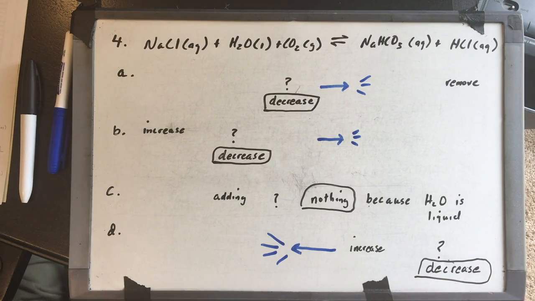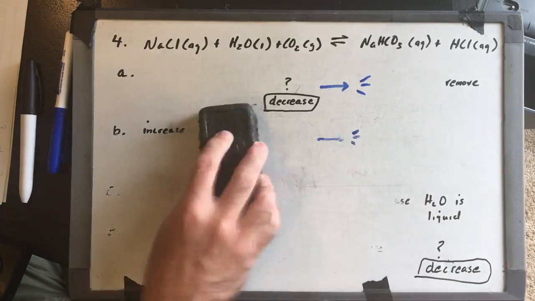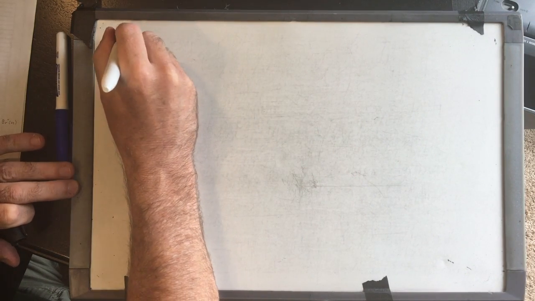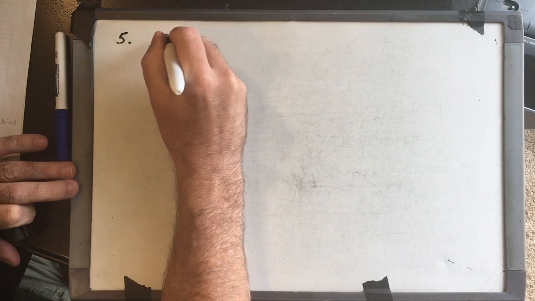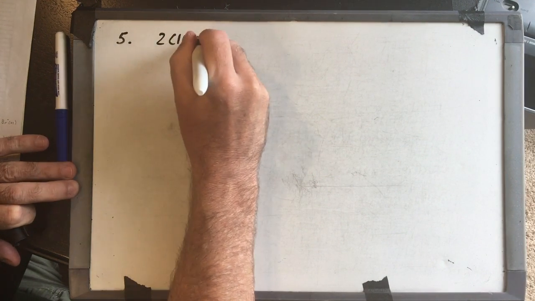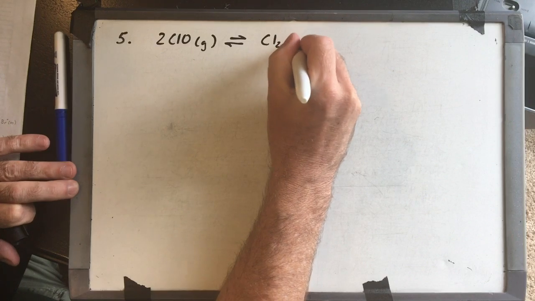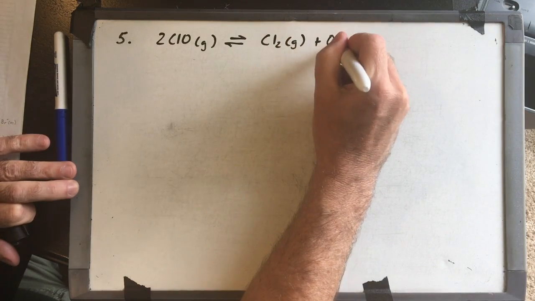You know, pretty good on this, but definitely a lot of people missed part C, and some people missed other parts as well. All right, so race number 4. Let's take a look at number 5. So there we have 2ClO. And that makes Cl2 gas plus O2 gas.